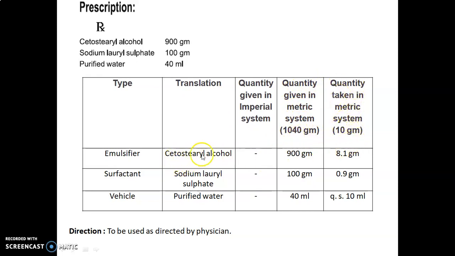10 gram. First of all, cetosteryl alcohol is used as an emulsifier, quantity given 900 gram. With the help of the factor we can calculate the quantity taken, that is 8.1 gram. Sodium lauryl sulfate, SLS, is used as a surfactant. Quantity given in the metric system is 100 gram and the quantity taken should be 0.9 gram. Purified water is used as a vehicle, quantity given is 40 ml and the quantity taken is quantity sufficient to prepare up to 10 ml. Direction: to be used as directed by the physician.